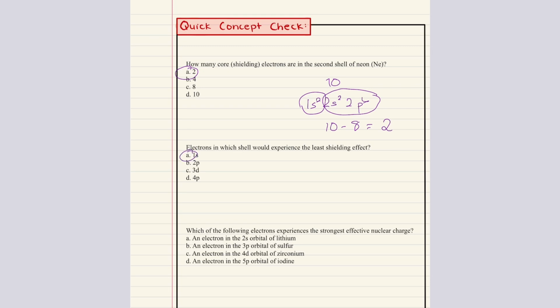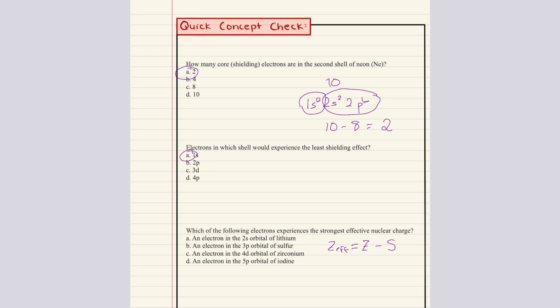The last and final problem for effective nuclear charge and shielding says, which of the following electrons experiences the strongest effective nuclear charge? Again, effective nuclear charge is the net positive charge felt by an electron, and it's calculated as the difference between atomic number and the number of core inner electrons. Electrons in lower energy levels, meaning closer to the nucleus, are going to experience a stronger effective nuclear charge because they're less shielded. So let's work through the given choices.